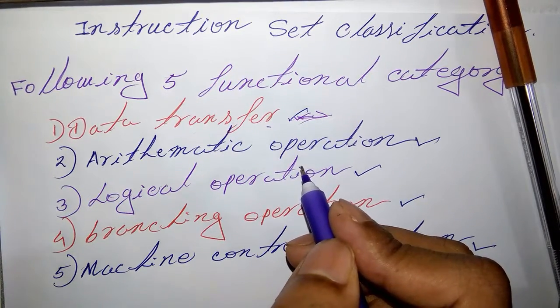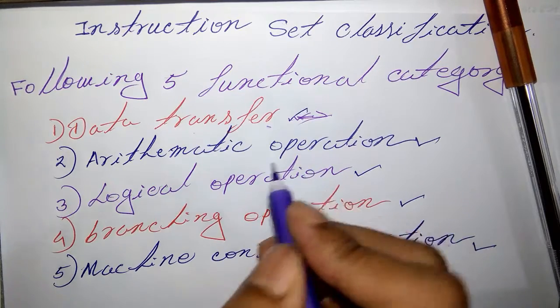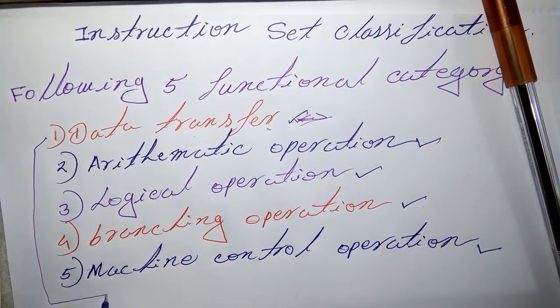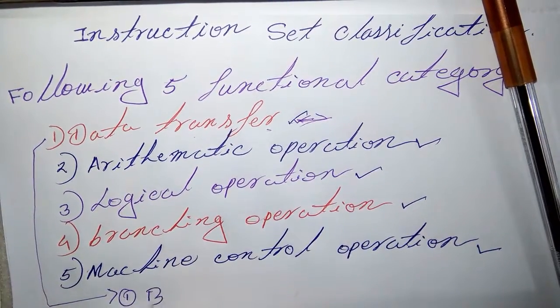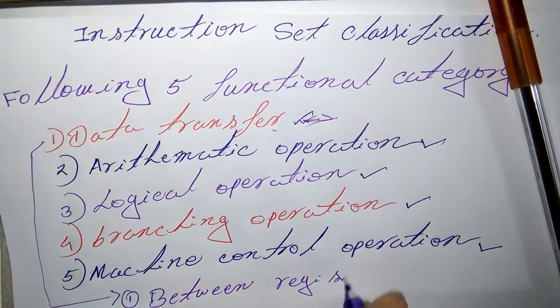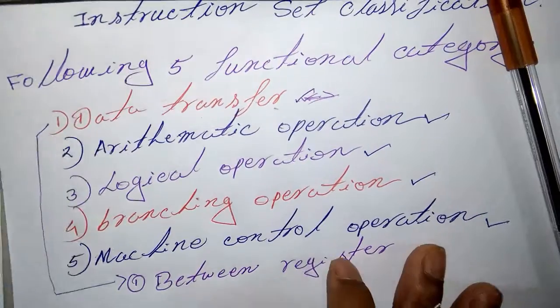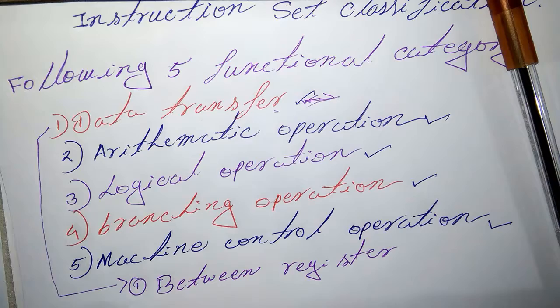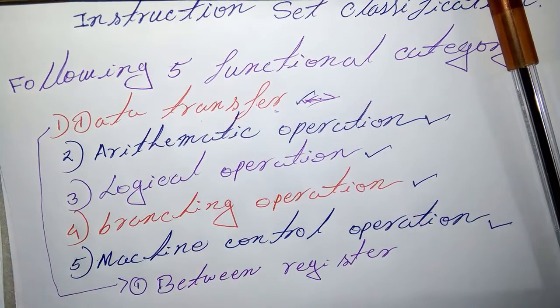The types of data transfer are: one, between registers; next, specifying data to a register or a memory location; then between a memory location and a register; and last, between an input/output device and the accumulator.